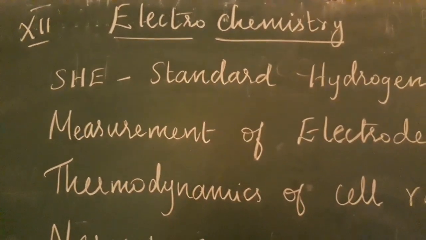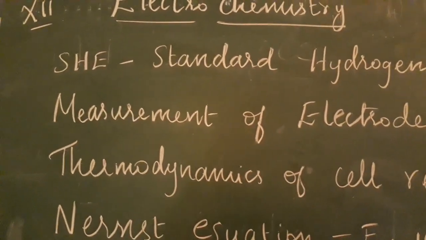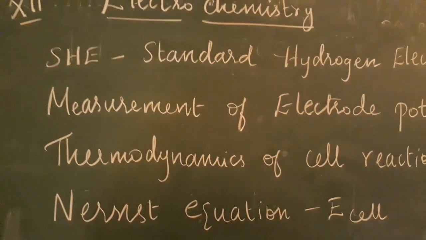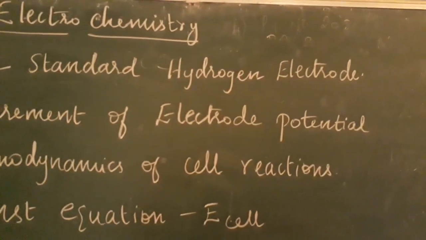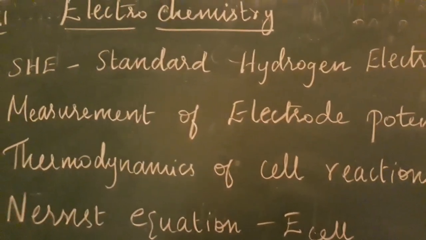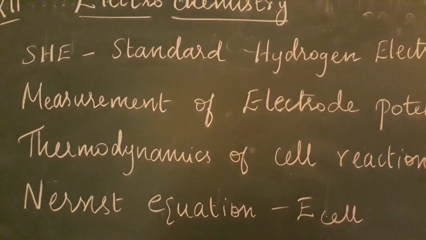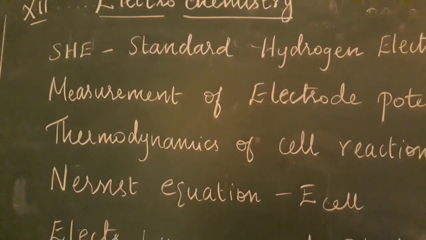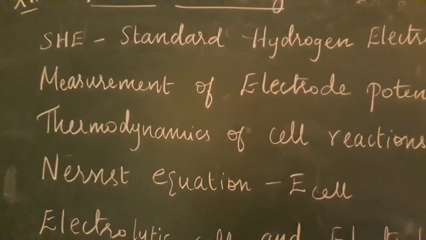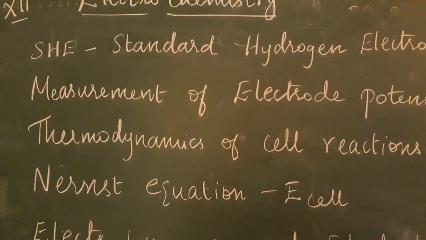In this video, we are going to learn the SHE. What does SHE mean? Standard hydrogen electrode. What is the use of this standard hydrogen electrode? We have to find out the half-cell reaction. Half-cell reaction means, in the Daniell cell, we have two half-cells.